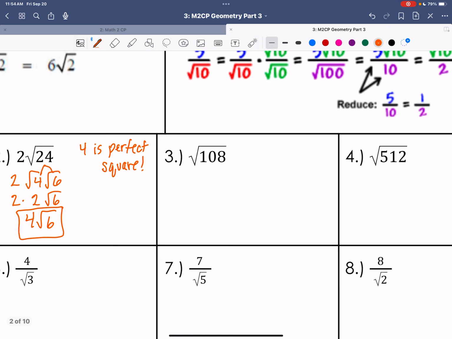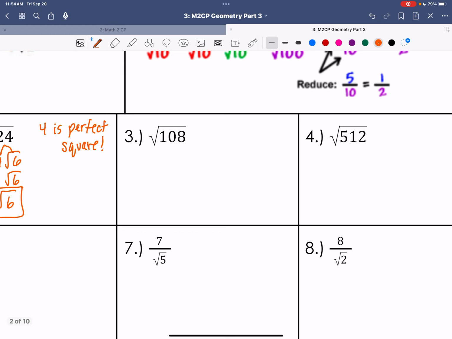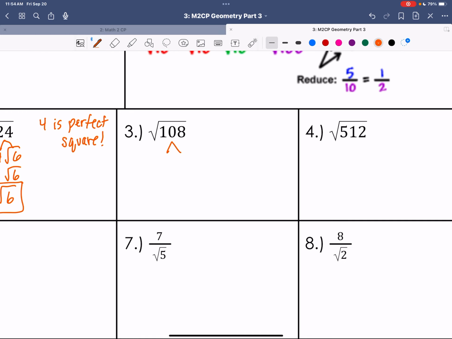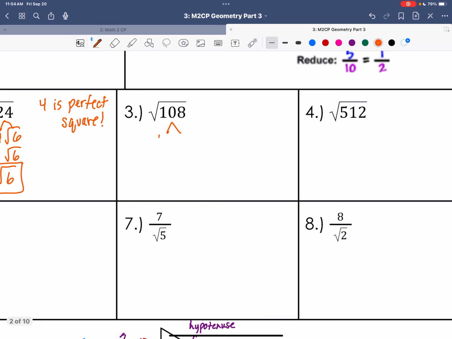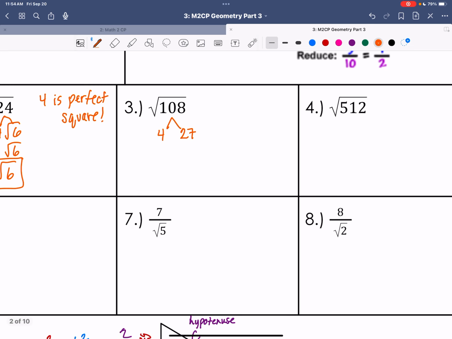All right, and then here for 108, like I said, you can start looking for perfect square pairs. And for 108, I know I could do a bunch of different ways. I could do 9, if you know what that is, or I could do 4, and I could do 27. Now 4, I could keep it as 4, or I could factor it all the way down.